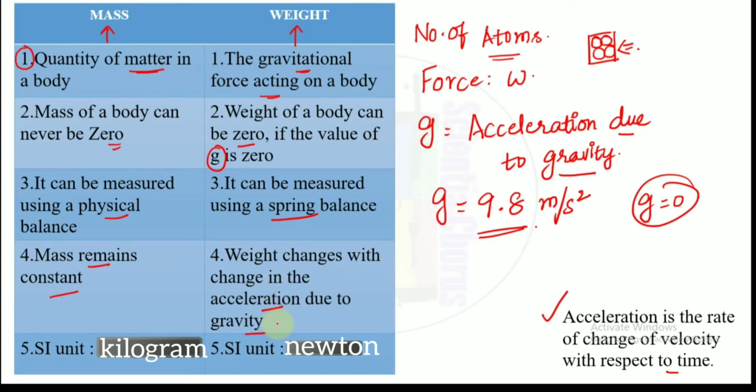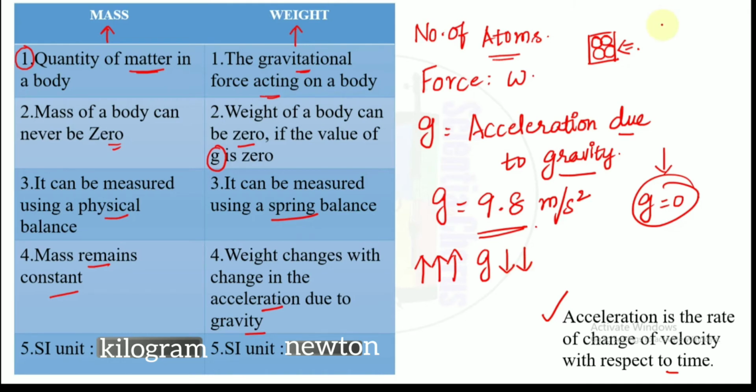As I already said, if there is a change in the acceleration due to gravity, if the value of g decreases or becomes zero, there will be a change in the weight. And we know that as we go higher and higher from the earth, the value of g decreases. That means the gravity decreases. As the gravity decreases, your weight also decreases. And on the earth, let us understand what the value of g will be.